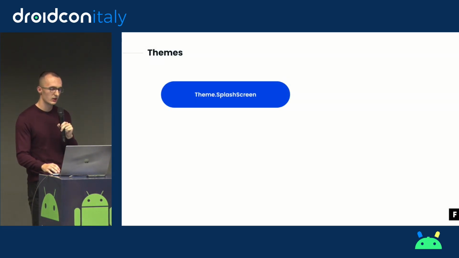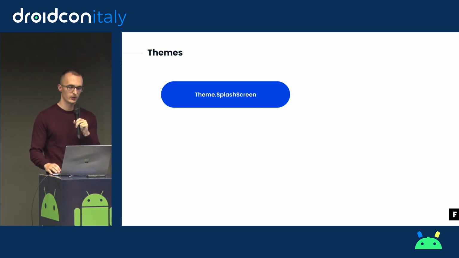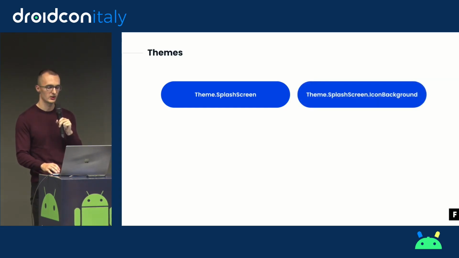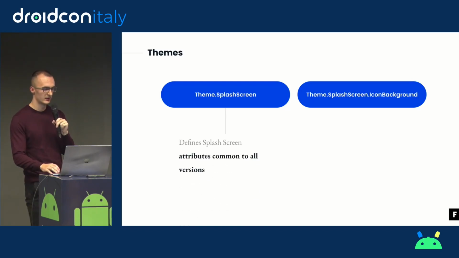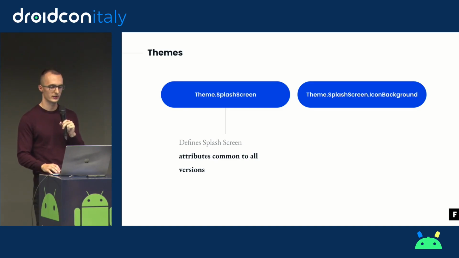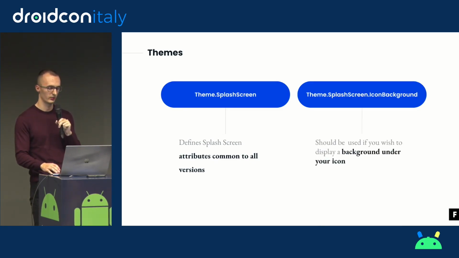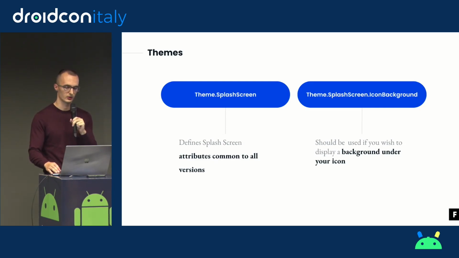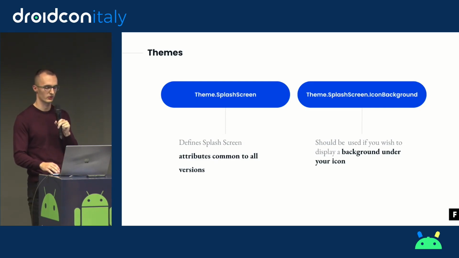So the splash screen library provides 2 themes, Theme.SplashScreen and Theme.SplashScreen.IconBackground. Theme.SplashScreen defines splash screen attributes that are common to all versions, while the SplashScreen.IconBackground theme should be used if you wish to display a background under your icon. So this theme extends from the Theme.SplashScreen.